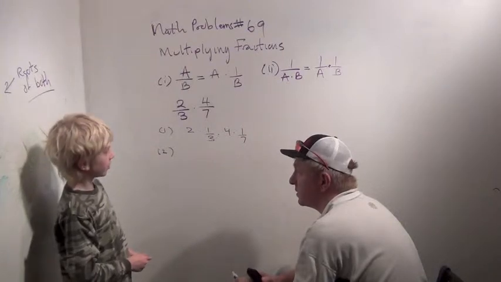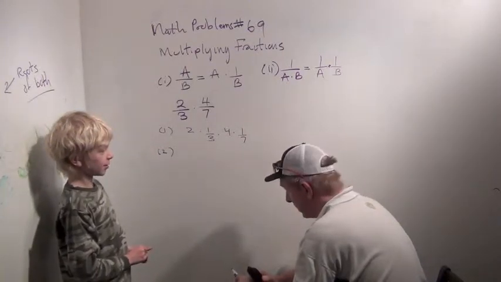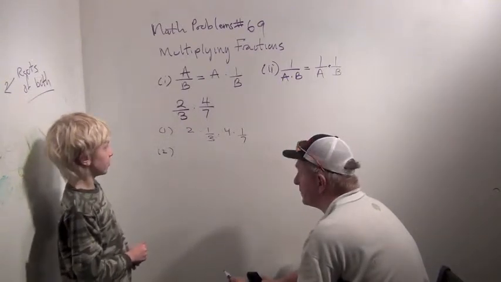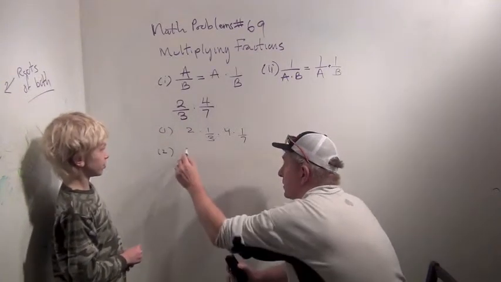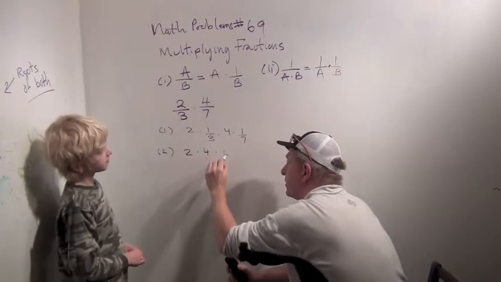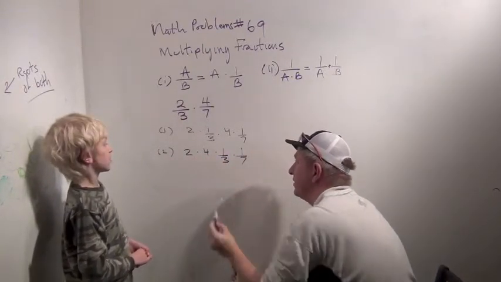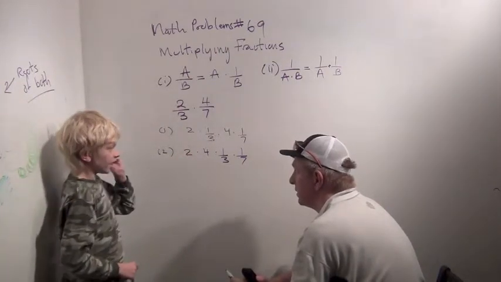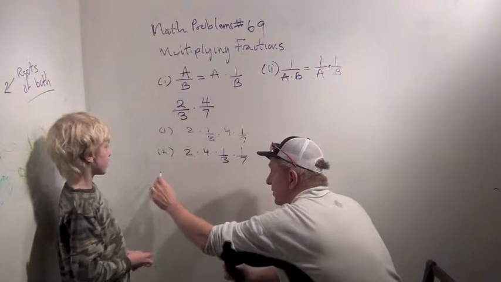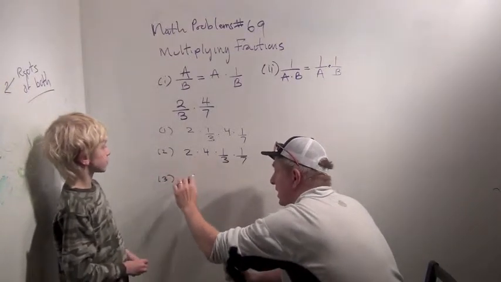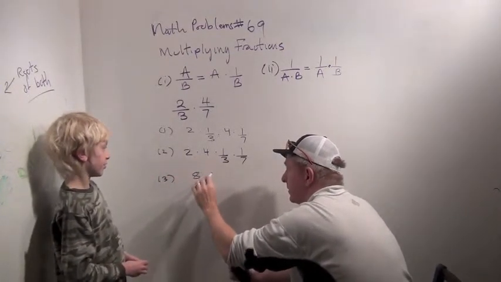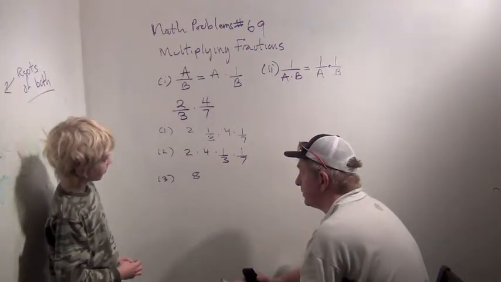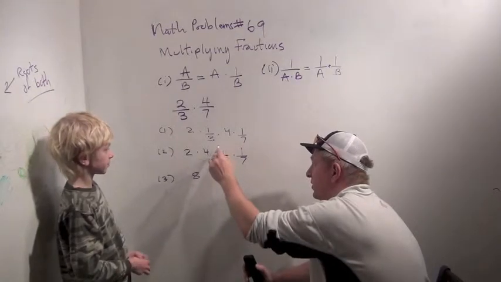What rule are we using when we regroup? I think we're using the commutative property. The commutative property says we can write this as 2 times 4 times 1/3 times 1/7. And 2 times 4 is 8, so we have 8 times 1/3 times 1/7.